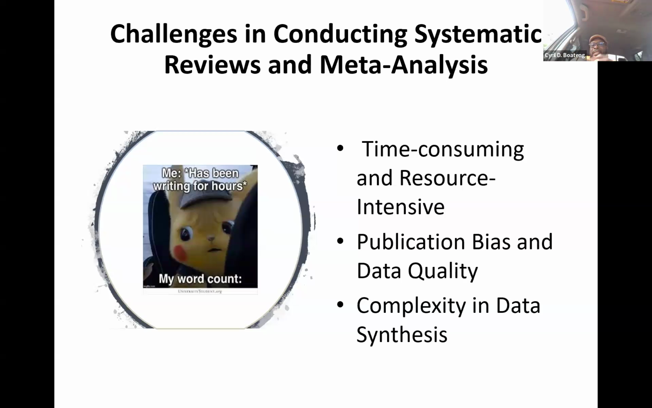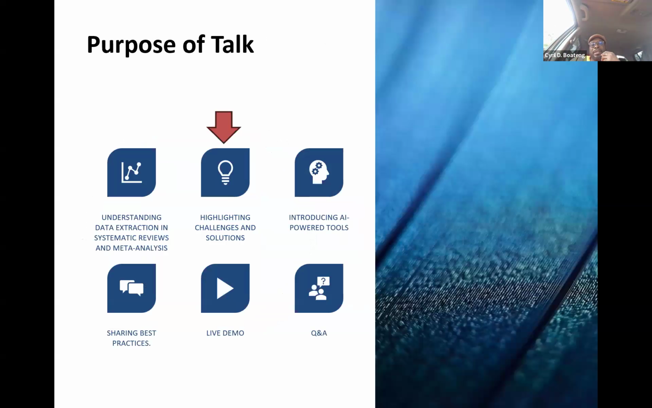And then another challenge is complexity in data synthesis. So if the data is from different sources, the data is structured differently, the analysis is different, or maybe there are composite scores or something. How do you integrate those and get something out of it? Those are the challenges that you usually face in a systematic review.